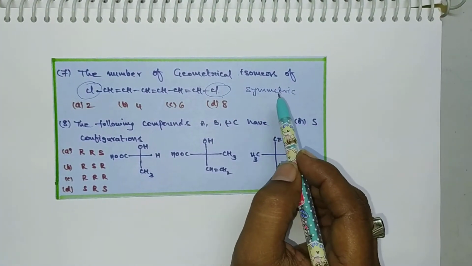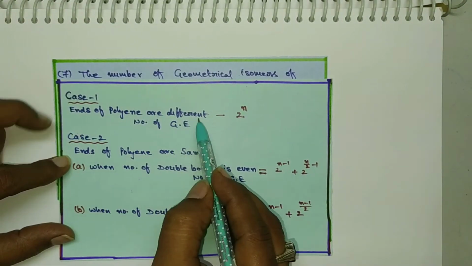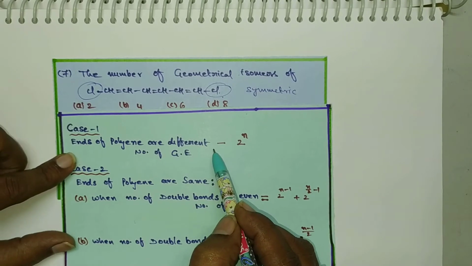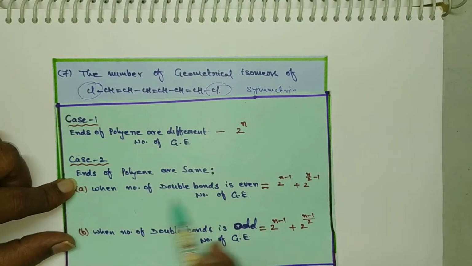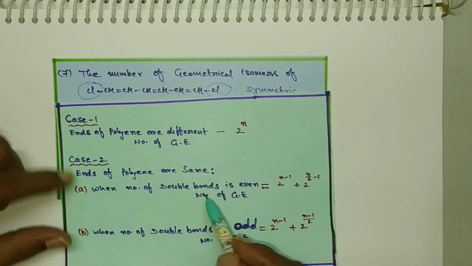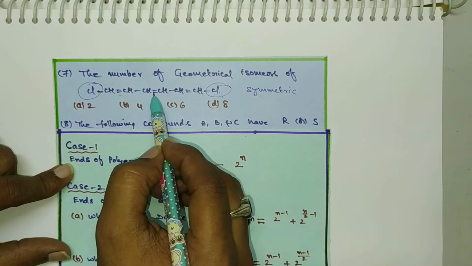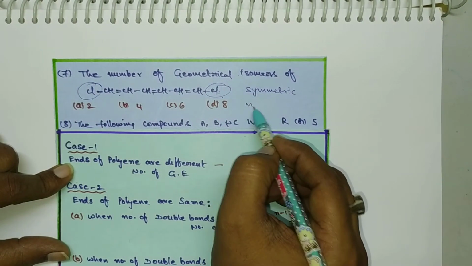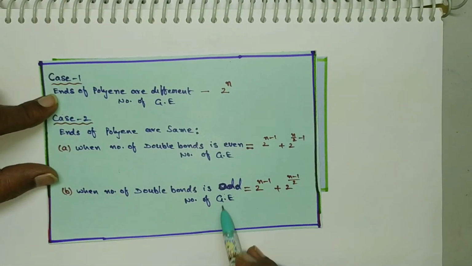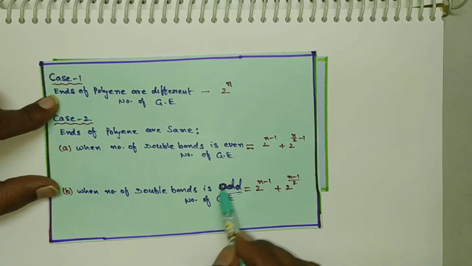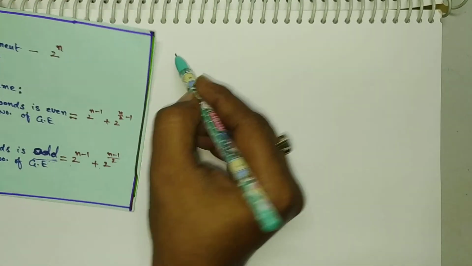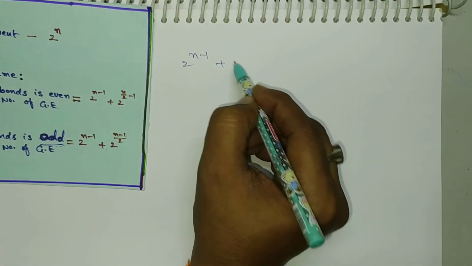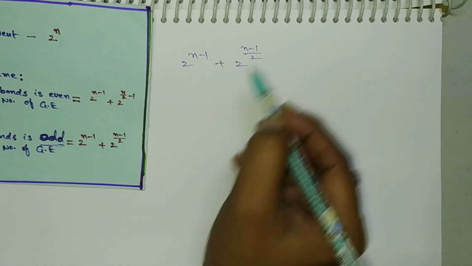So here also I gave you a trick in the previous video. If the ends of the polyene are different, then 2 power n. If the ends of the polyene are the same, then we have to go for the number of double bonds. Here these are the same, and the number of double bonds is 3. N is equal to 3. So if the number of double bonds is an odd number, then the formula will be 2 power n minus 1 plus 2 power n minus 1 by 2.